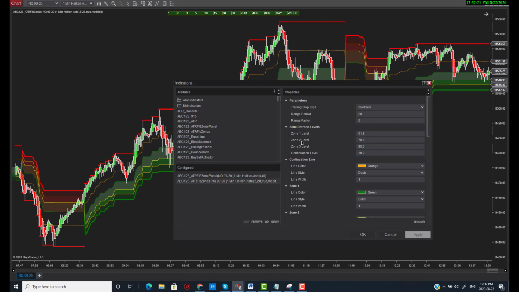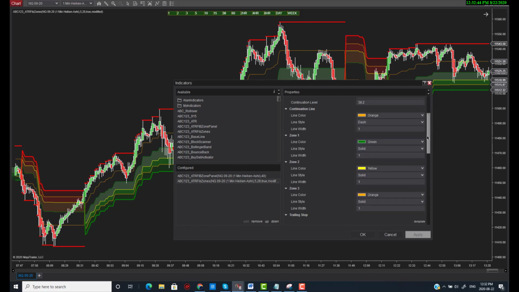Okay, so on the retracement levels of level 1, level 2, level 3, and continuation level, which I added the continuation, and we'll get into that in a second here, you can always change these numbers and it will change the mathematical algorithm. I try to set them all for Fibonacci numbers here, and you can change your colors, etc., etc.